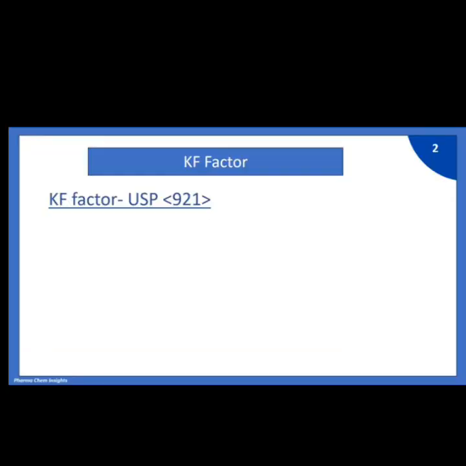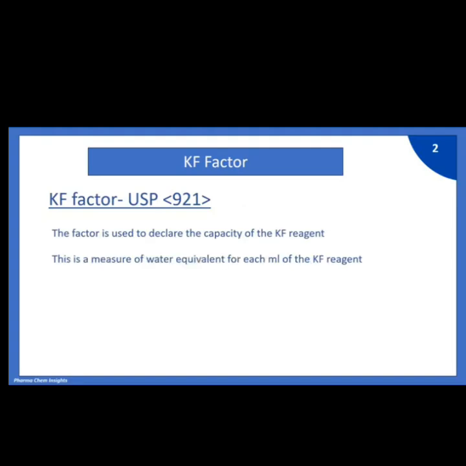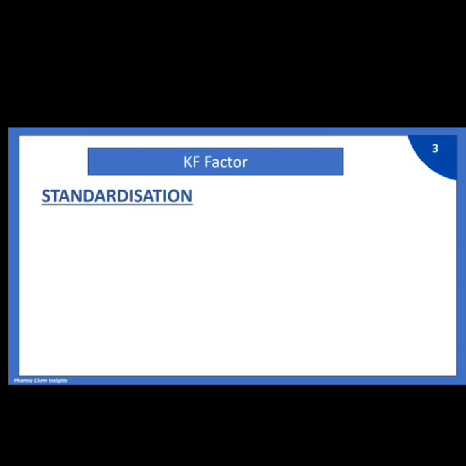Kf factor USP 921. The factor is used to declare the capacity of the Kf reagent. This is a measure of water equivalent for each ml of the Kf reagent. Since the Kf reagent is very sensitive, it is necessary to check its factor every day because it is likely to change. Let us see the standardization part.